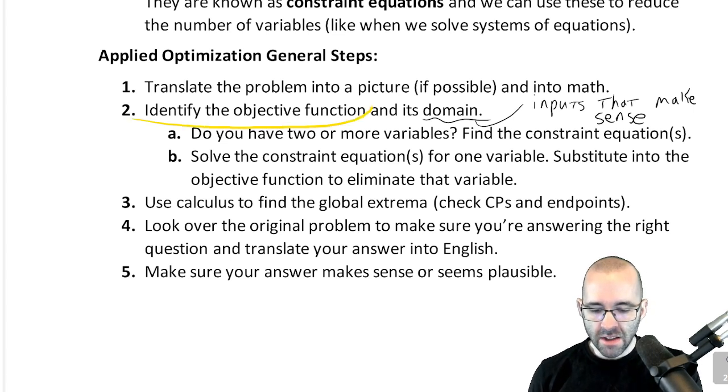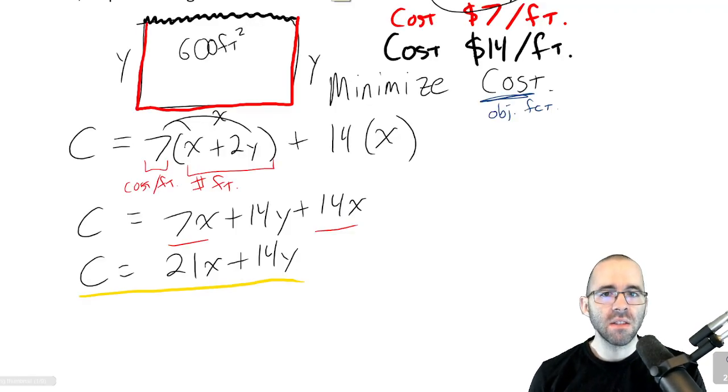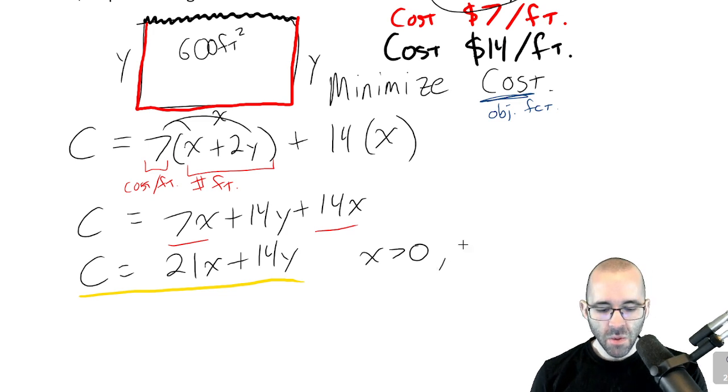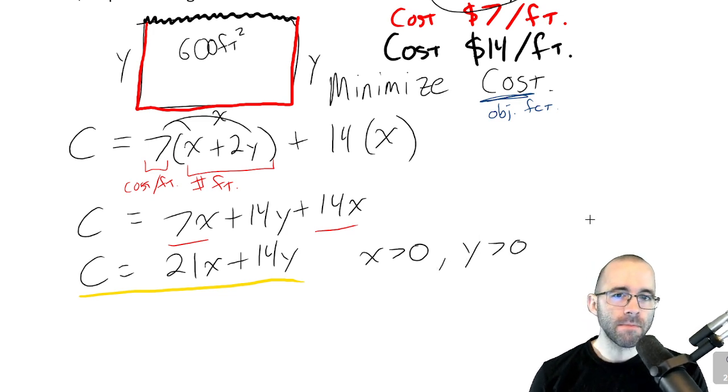So we've identified the objective function. We also need its domain. What are the inputs that make sense? Well, x is a length, and x has to be positive. X being 0 makes no sense. And y has to be positive. There's a little bit more going on here. There is a maximum. X can't be 1,000 feet.